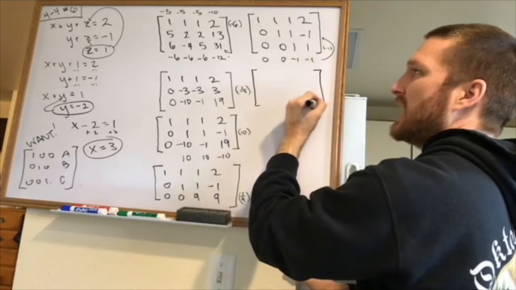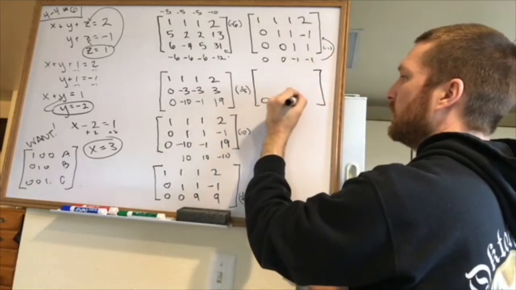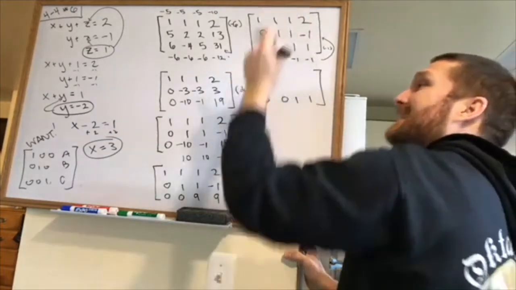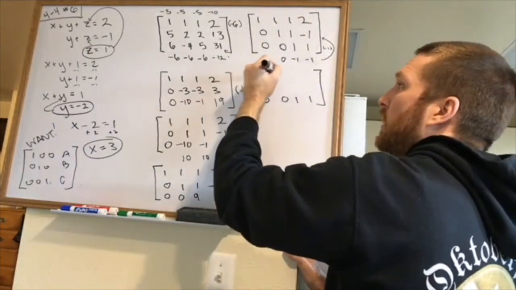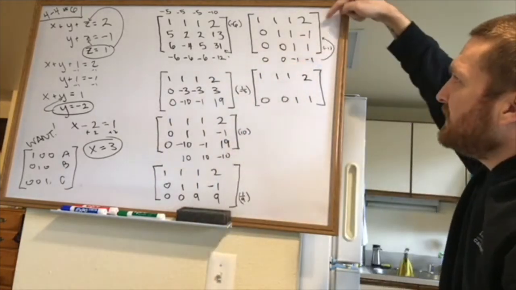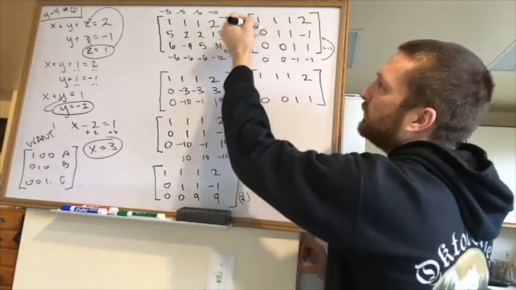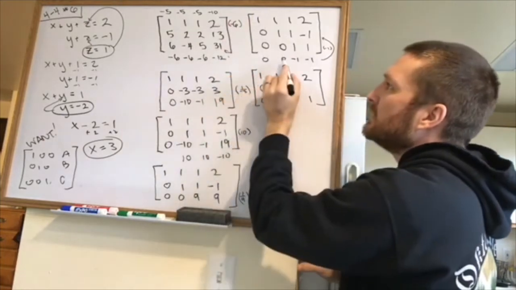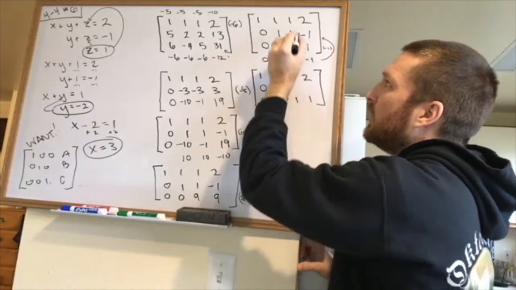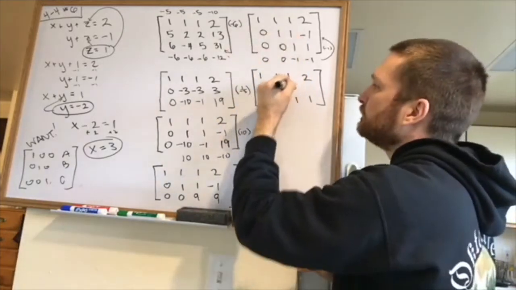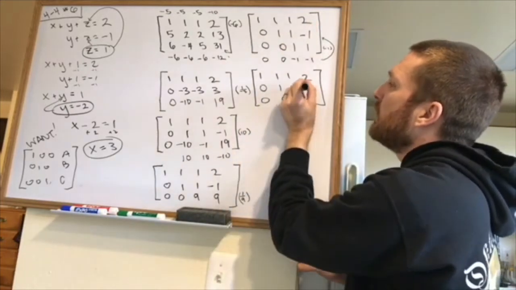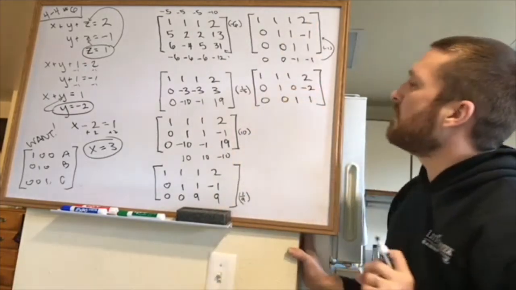This time, I am not changing the bottom row, 0, 0, 1, 1. I am changing that row, but I'm not, at this point, changing the top, so I go 1, 1, 1, 2. I add that to that. 0 plus 0 is 0. 0 plus 1 is 1. -1 and 1 is a 0. -1 minus 1 is -2.